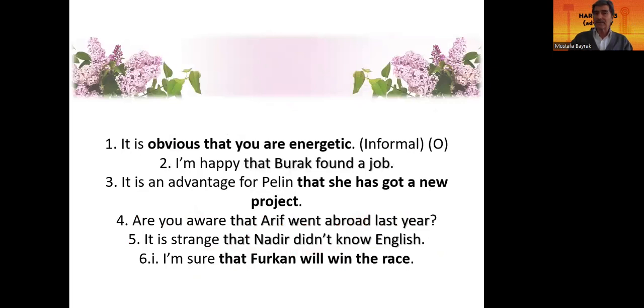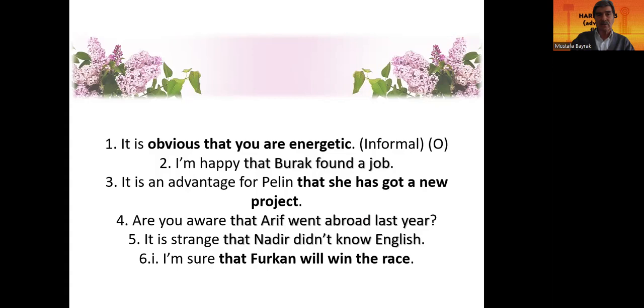One, it is obvious that, so we cannot omit "that" here because of adjective plus that. It is obvious that you are energetic. I am happy that Burak found a job. It is an advantage for Pelin that she has got a new project. It's an advantage that, so we cannot omit "that" here as well. Four, are you aware that Arif went abroad last year? It is strange that Nadir didn't know English, so we cannot omit "that" in the first five sentences.